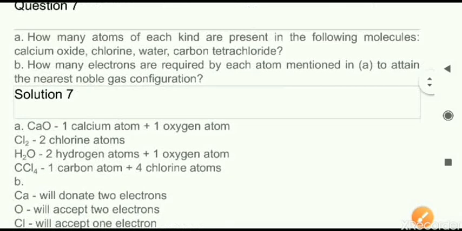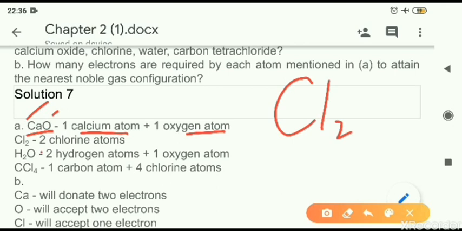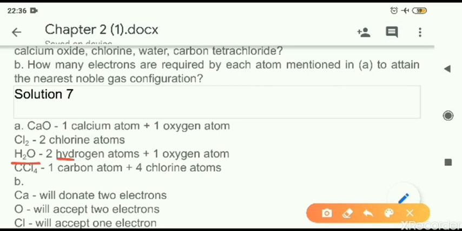Question number 7. How many atoms of each kind are present in the molecules? Now the compounds are given. You have to tell the number of atoms. So by writing the formula itself, the chemical formula itself can show the number of atoms. Now calcium oxide is CaO. Ca means only one calcium atom and one oxygen atom. By the formula itself you can know. Next is chlorine. Chlorine molecule is Cl2. Now you can say 2 chlorine atoms are there. Next one is water. We all know H2O, 2 hydrogen atoms and 1 oxygen atom. Next, carbon tetrachloride, that is a covalent bond molecule. So it is CCl4. C means 1 carbon atom, Cl4 means 4 chlorine atoms are there. This is a simple question.